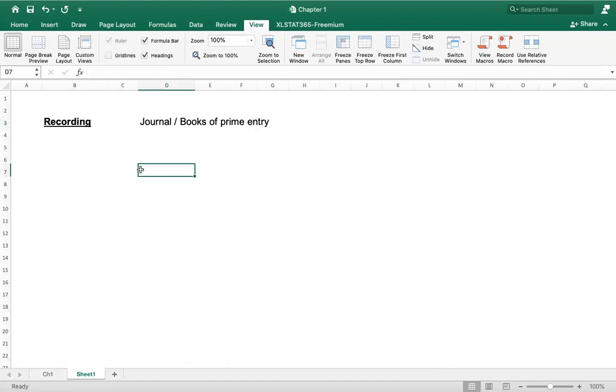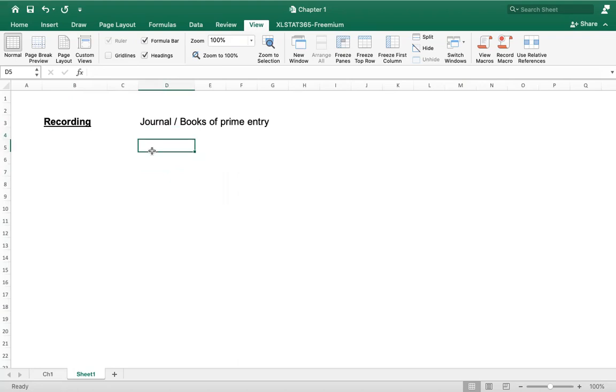Movies are recorded where? On a CD drive, right? Pen drive. They are stored, no? If you want to store any song, where will you store it? Either in a pen drive or in the cloud, online, Google Drive, somewhere you will store it. Same thing with a business transaction: where will you record or store it? Either you will store it in a journal or where? Books of prime entry. Got it?